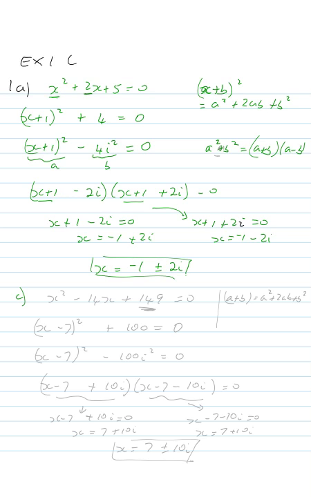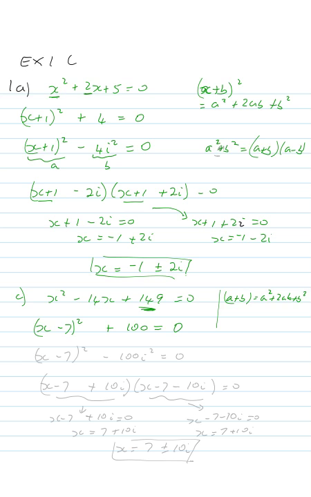Question c, we've got x squared take 14x plus 149 is equal to 0. So once again I'm thinking about the rule that (a plus b) squared is equal to a squared plus 2ab plus b squared. So I'm going to use half of 14, so I'll have (x take 7) and square that. That would give me x squared minus 14x, but it would also give me plus 49 when I square this one here. So to compensate for the fact that I've already got plus 49, I only need to add on 100 to make up this 149. So that will be equal to 0.